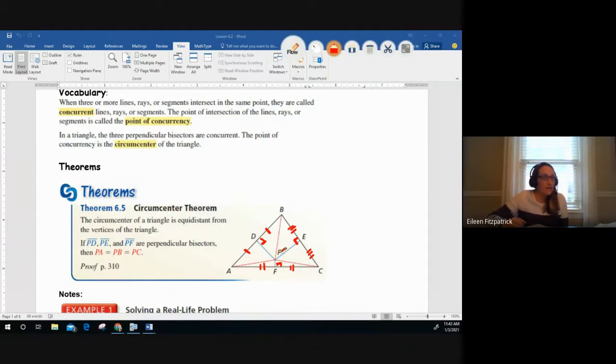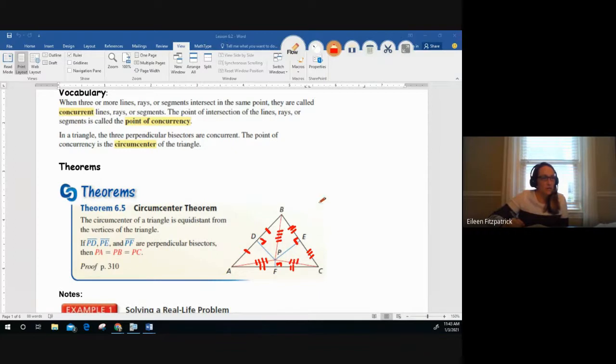It then says that PA is congruent to PB, which is congruent to PC, because this theorem tells us that our circumcenter, which is point P, that's your point of concurrency where the 3 perpendicular bisectors intersect. All right, the circumcenter of the triangle is equidistant from the 3 vertices. So this theorem tells us that PB is congruent to PA, which is congruent to PC.